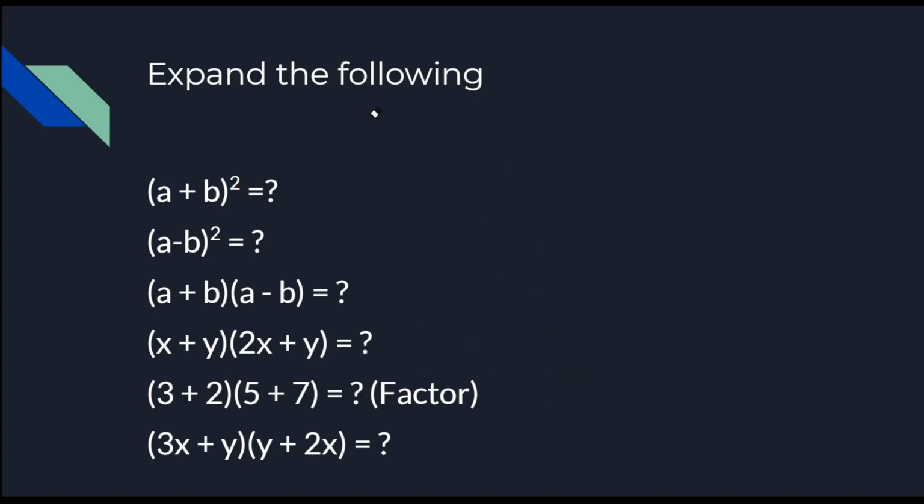I'll do this last example. Samuel, do you want to try this last example? 3x plus y times y plus 2x. Samuel? So what are the first elements in each set of parentheses? What are the outer elements? What are the inner elements? What are the last elements? Multiply them and then add each term together.